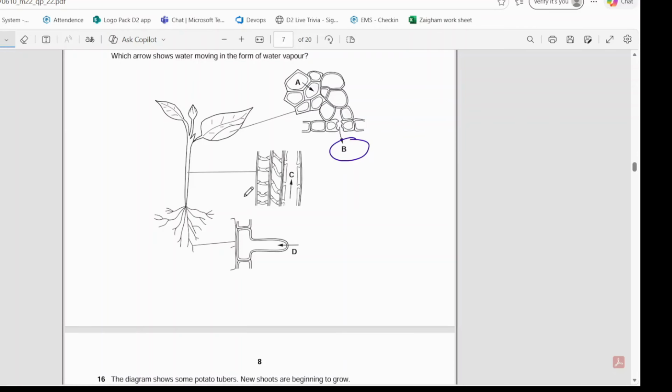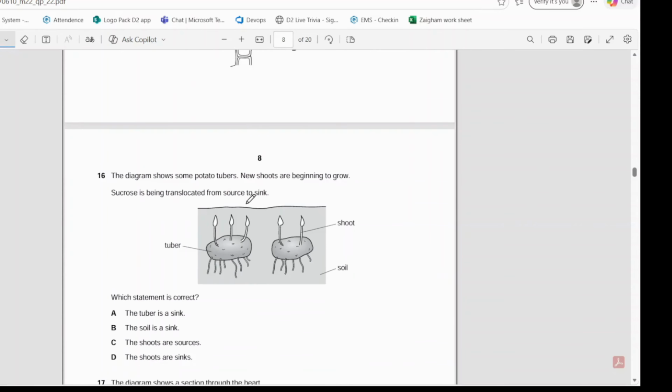Next one. The diagram shows some potato tubers. New shoots are beginning to grow. This would act as source. Simple. Source sucrose is being translocated from source to sink. So which statement is correct?